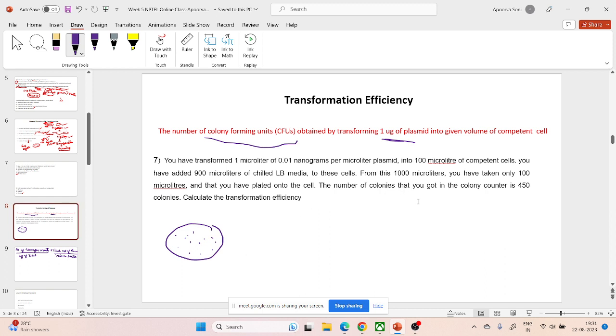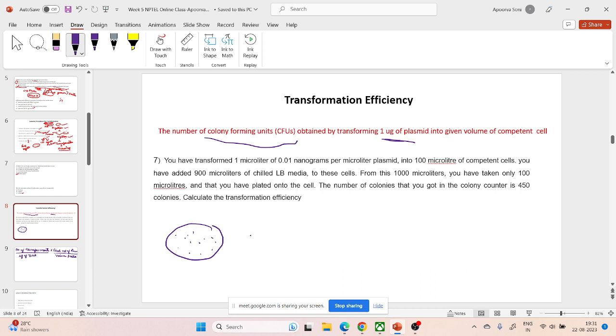How many transformants have we got after plating? The number of transformants means the number of colonies that we could observe after counting in the colony counter or in any way. So how many colonies could we observe from the question? Tell me. 450. Ma'am, 450. 450.